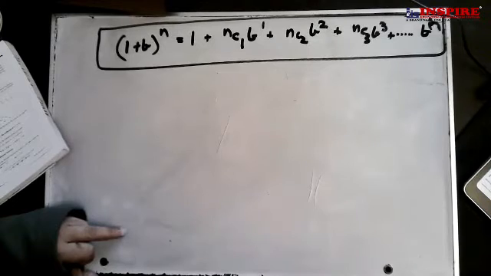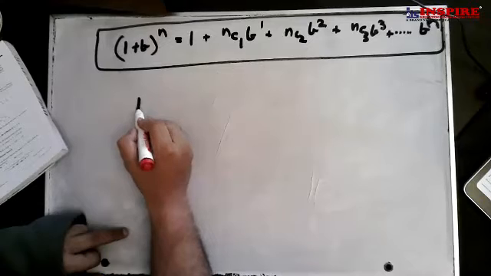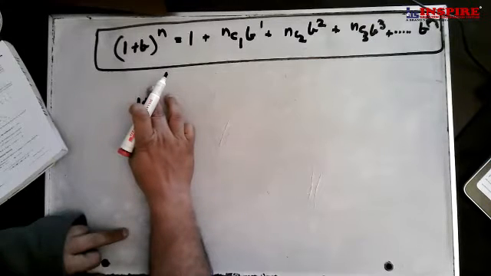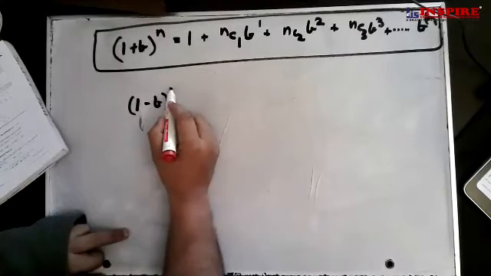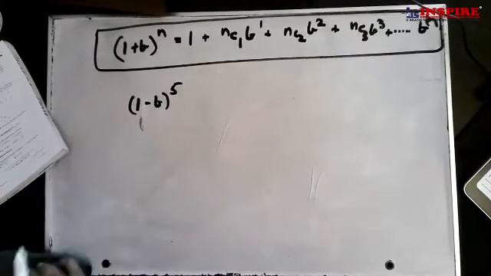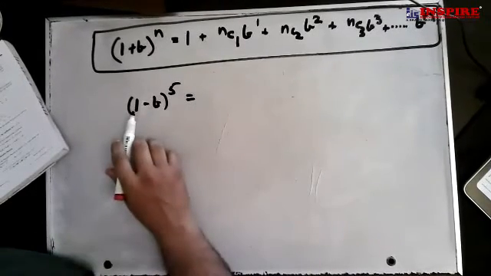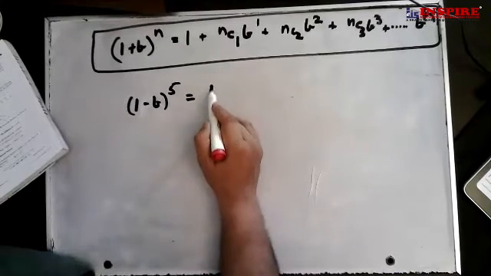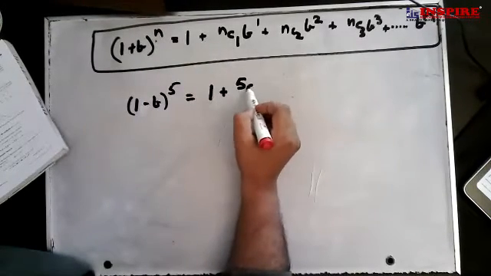So let's take the first step. Let's give an example: 1 minus b to the power of 5. Let's do the expansion of this. Now remember, this formula is where the 1 is involved. So it'll always be 1 plus, this is n, so it'll be 5C1.